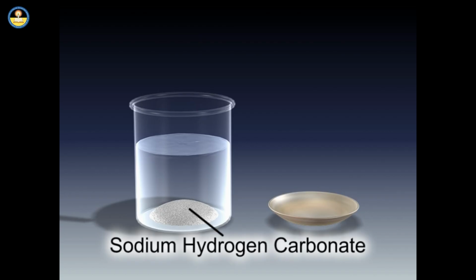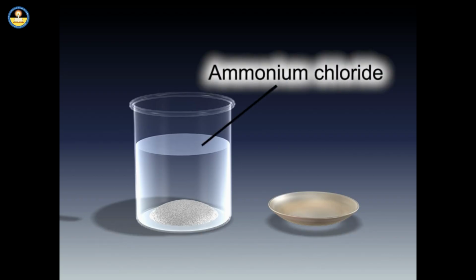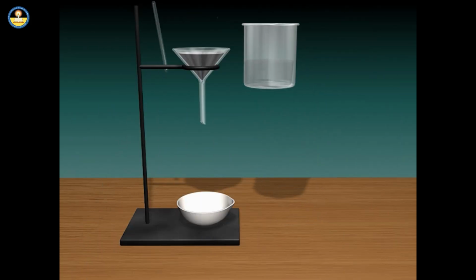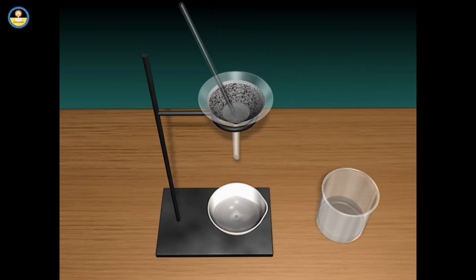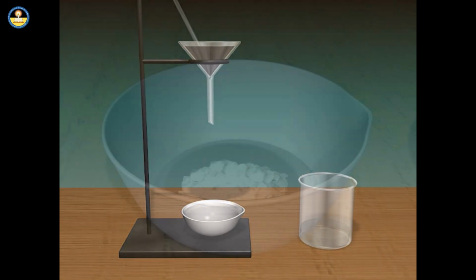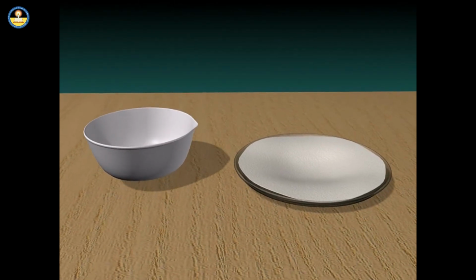Sodium hydrogen carbonate, being insoluble in cold water, precipitates out as a solid, leaving behind ammonium chloride solution. Filtration of solid sodium hydrogen carbonate from the solution, followed by drying, gives pure solid sodium hydrogen carbonate.